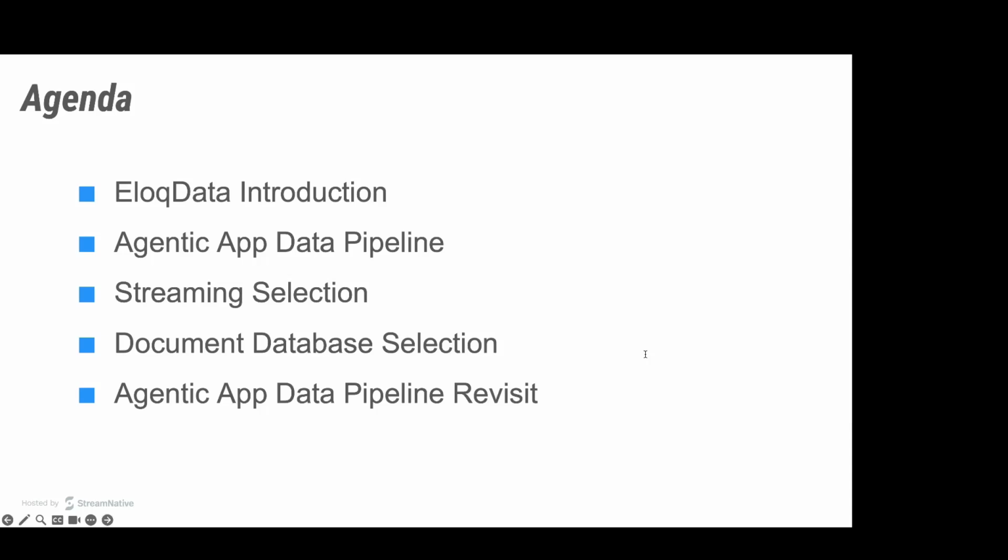Here's what we are going to talk about today. First, a quick introduction to EloqDoc and how we think about database architecture. Then, we will look at the data pipeline and the challenges for the agentic AI apps. What makes them different? After that, I will dive into how to choose your streaming and document database. And finally, we will revisit the whole pipeline using a new model. We call it ConvergeDB.